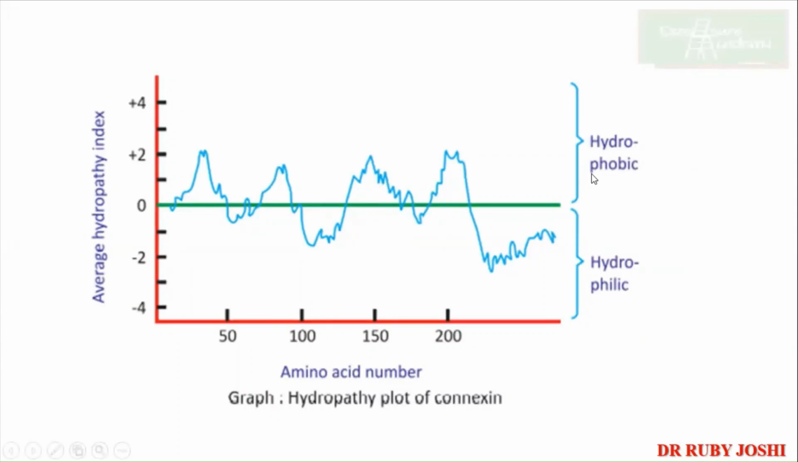Already it is written that above 0, the positive values, since it's a hydropathy plot, will mean hydrophobic nature. Negative values will mean hydrophilic nature. Is this much clear? Now, it also shows that from 0 to 50 it is hydrophobic. From 50 to 100, it has both hydrophilic as well as hydrophobic. Then 100 to 150, you have mainly hydrophilic. Then hydrophobic, hydrophilic, hydrophobic, and then mainly hydrophilic.